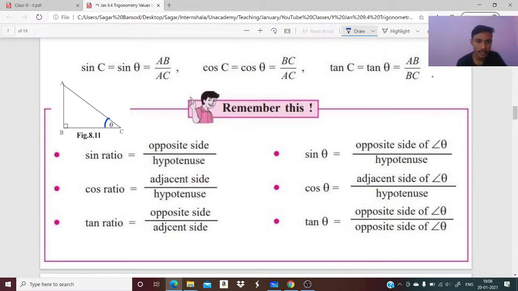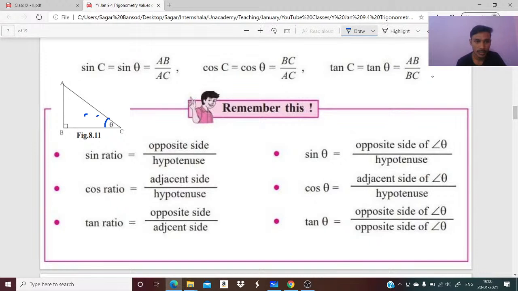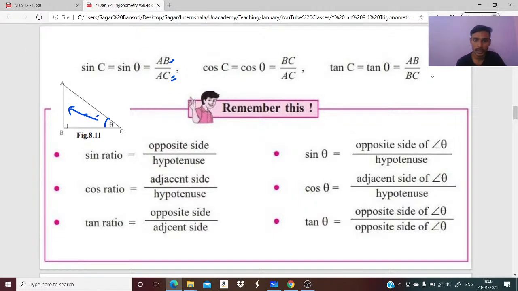So in this triangle, let us suppose that this is my angle theta. If I want to find the sine ratio of this angle C or angle theta, then that will be opposite upon hypotenuse. What is the opposite side to my angle? AB is the opposite side, so sine C or sine theta will be opposite upon hypotenuse, that is AB upon AC.